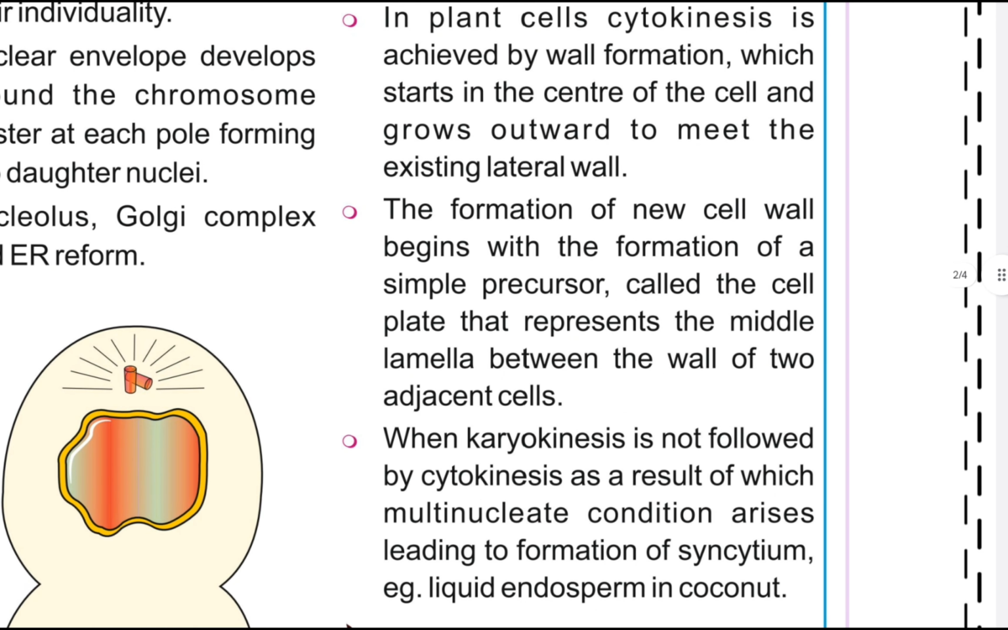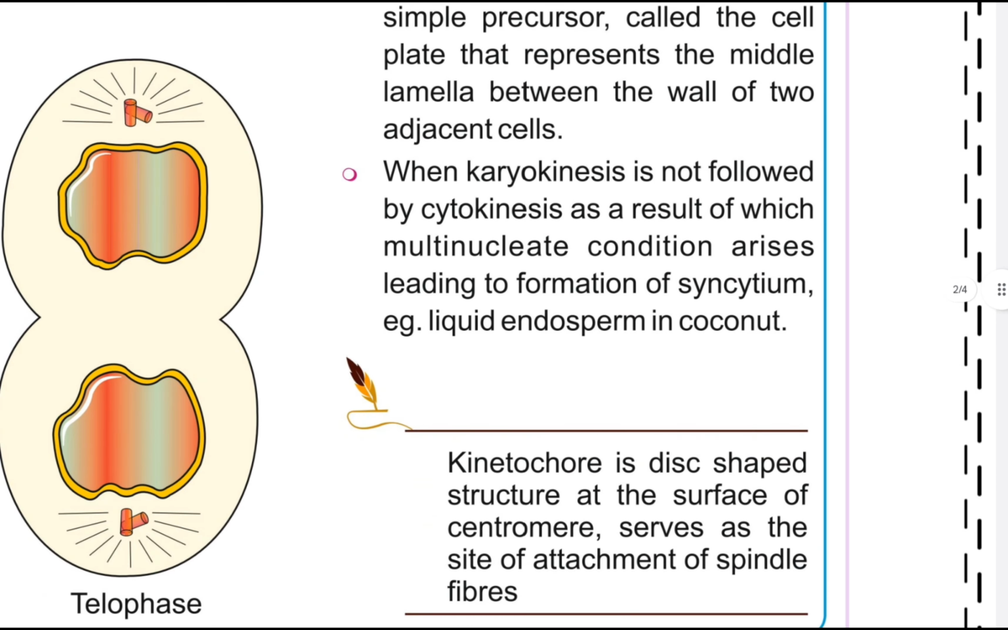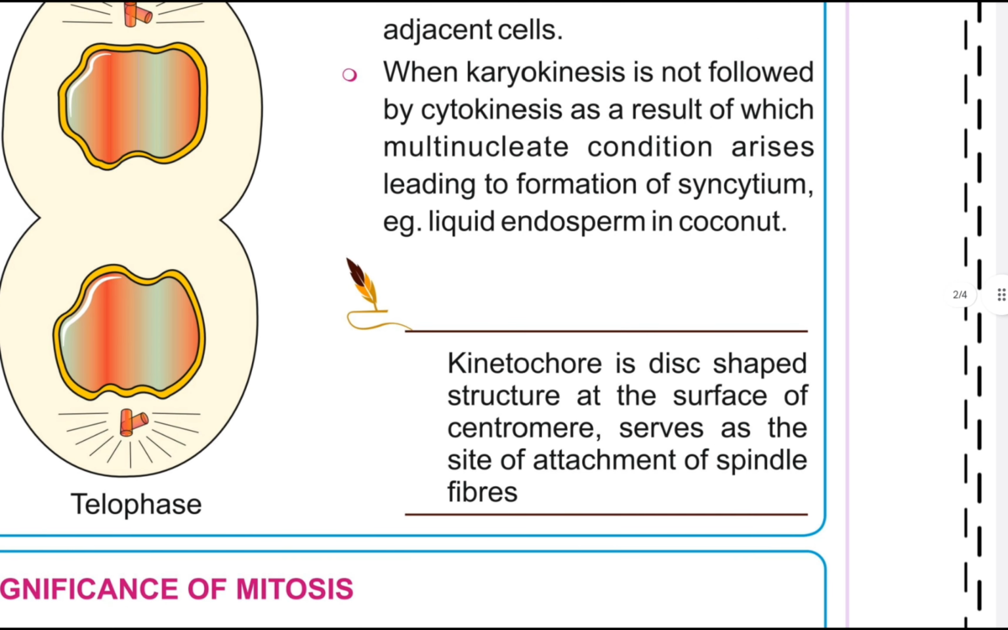The formation of new cell wall begins with the formation of a simple precursor called the cell plate that represents the middle lamella between the walls of two adjacent cells. When karyokinesis is not followed by cytokinesis, a multinucleate condition arises, leading to the formation of syncytium, for example the liquid endosperm of coconut. Kinetochore is a disc-shaped structure at the surface of centromere, which serves as the site of attachment for spindle fibers.